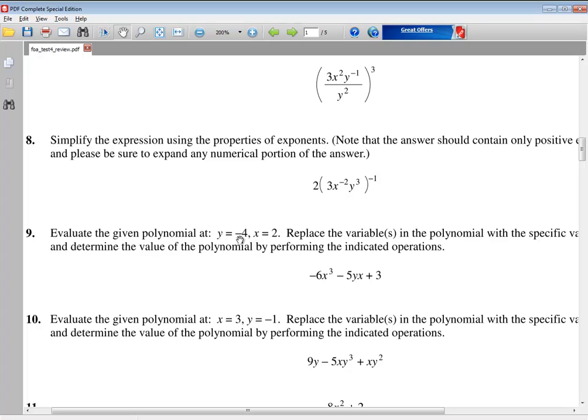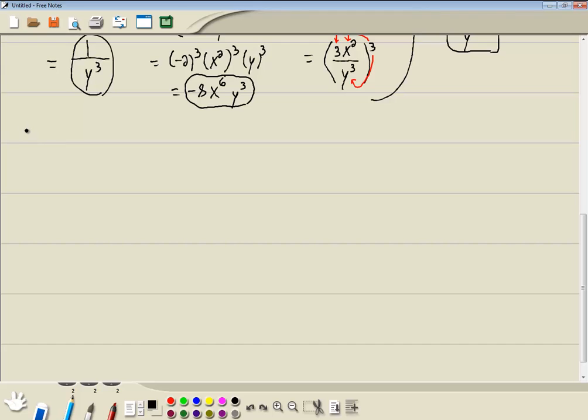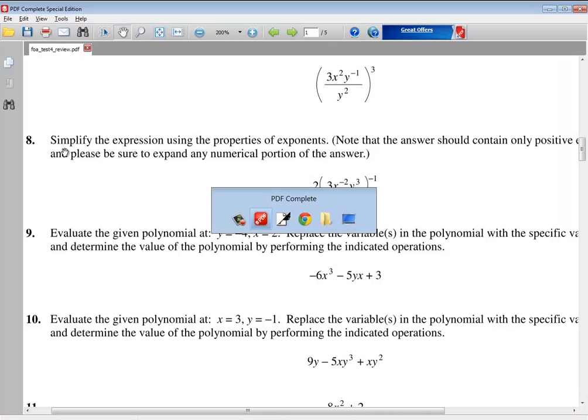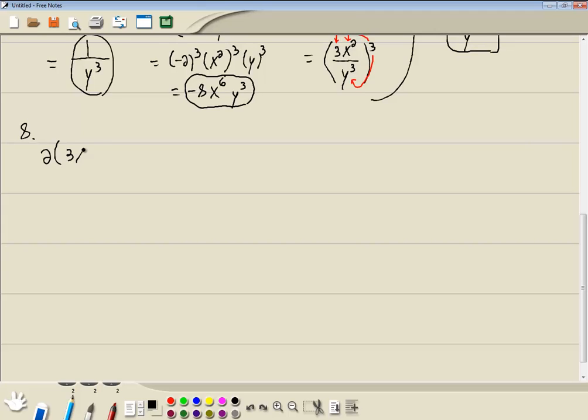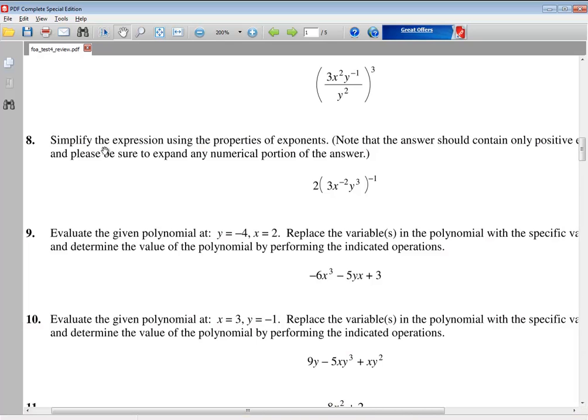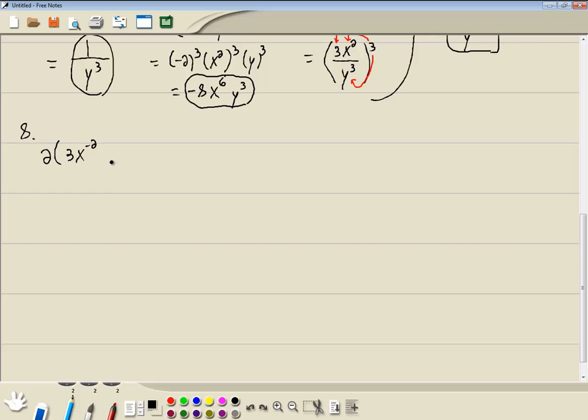Okay, number 8. We got 2 times 3x to negative 2, y to the third, to the negative 1 power. Order of operations tells us first do what's inside the parentheses. So let's start there. And right away inside the parentheses I notice I got a negative exponent. So I'm going to write this in fraction form.